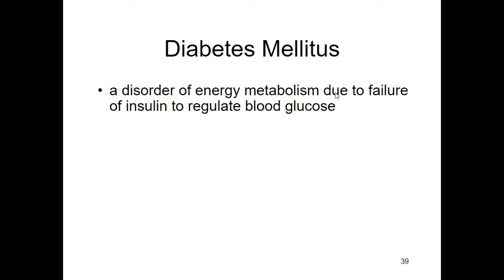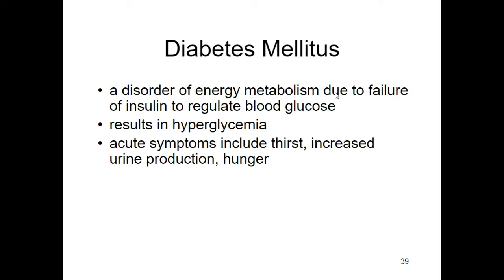DM is a disorder of energy metabolism due to failure of insulin to regulate blood glucose. So this results in hyperglycemia. Its primary biochemical manifestation is hyperglycemia. Hyperglycemia is excess glucose in the blood.